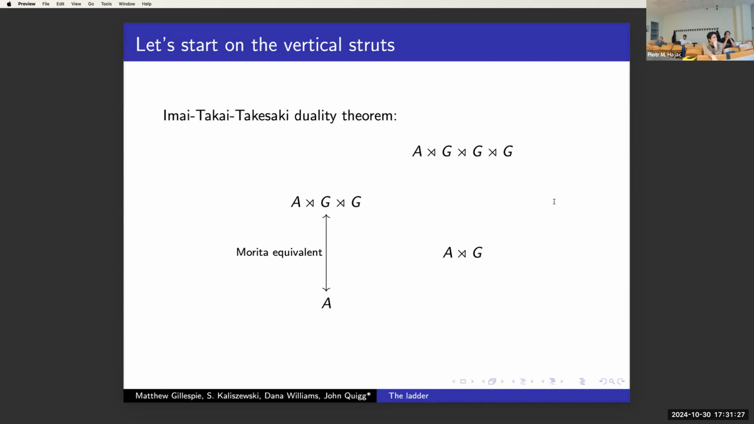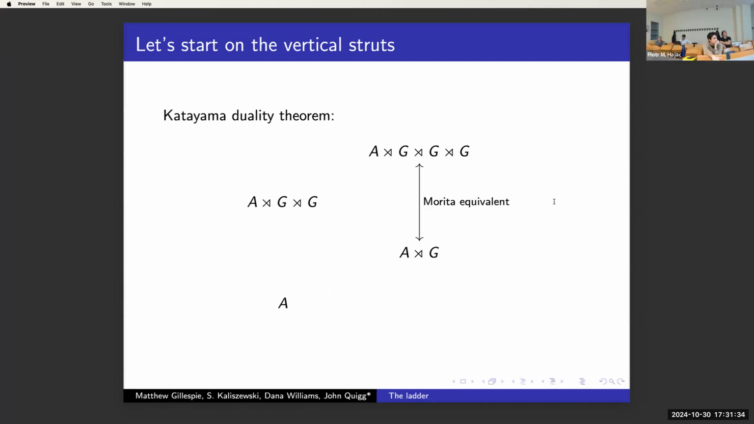Well, so that's the left-hand vertical strut. On the right-hand side, we have the cross product A cross G. Remember, it has a coaction of G, and at the top, the triple cross product also has a coaction of G. So what did we do? We started with this C-star algebra A cross G. It had a coaction. We formed the double cross product. And the Katayama duality theorem says that those two C-star algebras, again, are Morita equivalent. It's a duality theorem for cross products that's completely dual to the Imai-Takai duality theorem. So there's a natural Morita equivalence between those two C-star algebras.